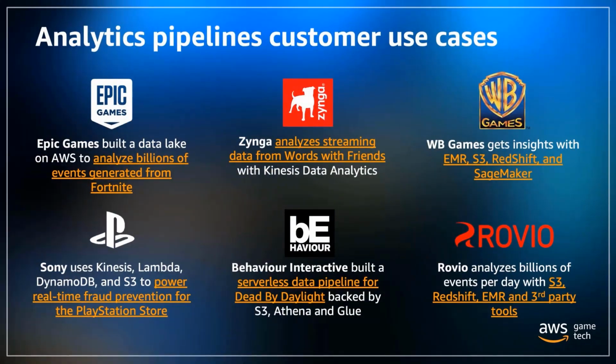Here are some customers who are currently doing analytics on AWS for a variety of different use cases. Just to point out a few, we have Epic Games, who hosts their data lake in AWS to analyze billions of events from Fortnite. We have Rovio, who analyzes billions of events per day with S3, Redshift, EMR, and third-party tools to do things like automatic level generation and level difficulty analysis. And we have Zynga, who analyzes streaming data from Words with Friends with services like Kinesis Data Analytics.